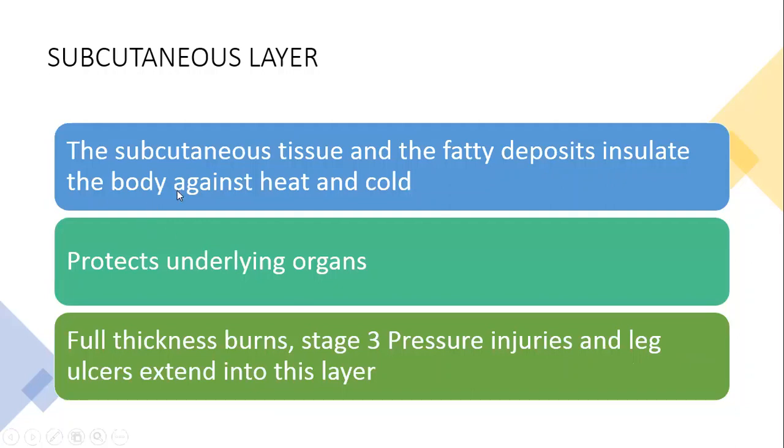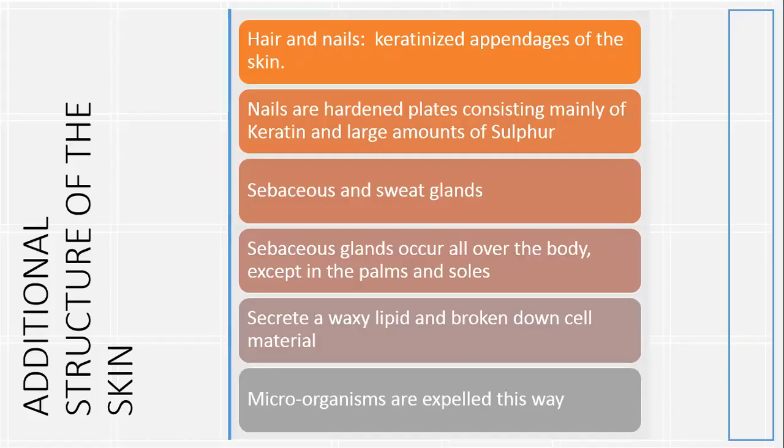So the subcutaneous layer, the tissue and the fatty deposits insulate the body against heat and cold. It protects underlying organs, and full thickness burns, stage 3 pressure injuries, and leg ulcers extend into this layer. So if we speak about the skin and the appendages and the additional structures, we are talking about the integumentary system, and this includes the hair, the nails, and the special glands.